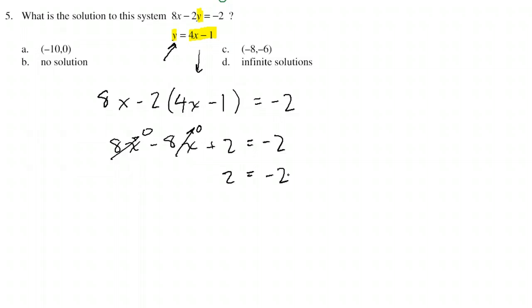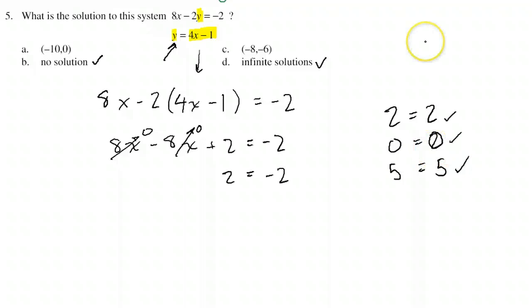Whenever we have no variables left, we always have two possible answers. It's either no solution or it's infinitely many solutions. And how can we tell the difference? Well, for no solution, we get an equation that's not true, whereas for infinitely many solutions, we get an equation that is true. So for example, if I had something that's actually equal on both sides, like 2 equals 2, or 0 equals 0, or 5 equals 5, then these would be infinitely many because it's the same on both sides. It's a true equation.